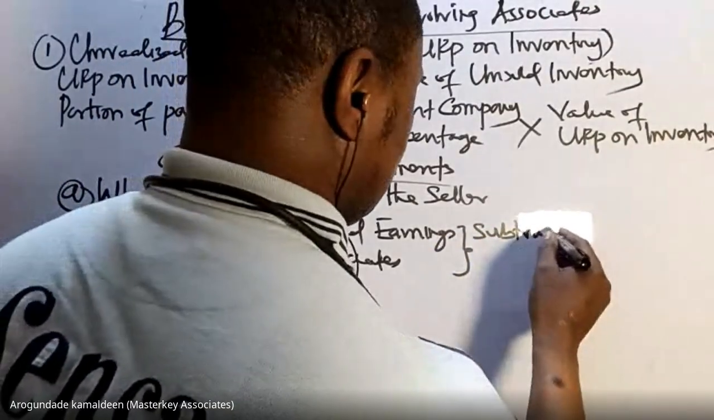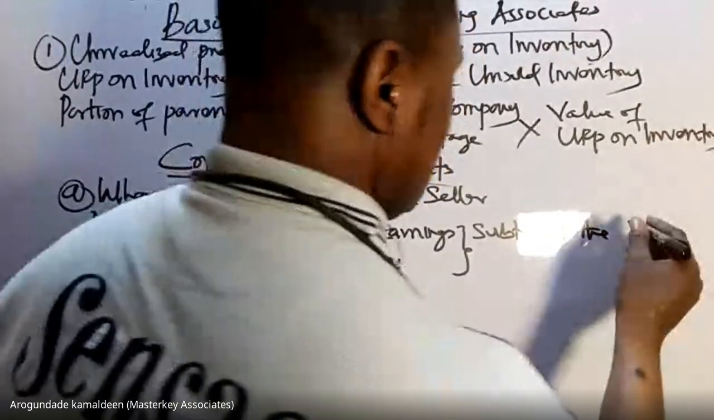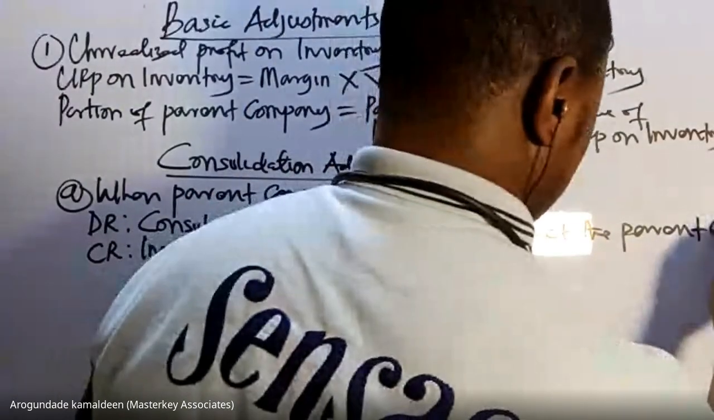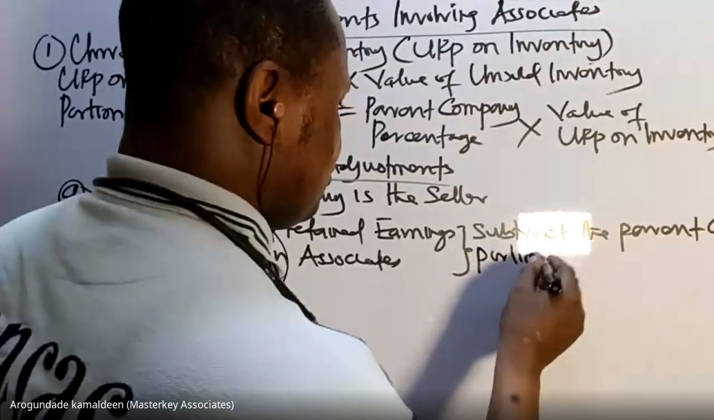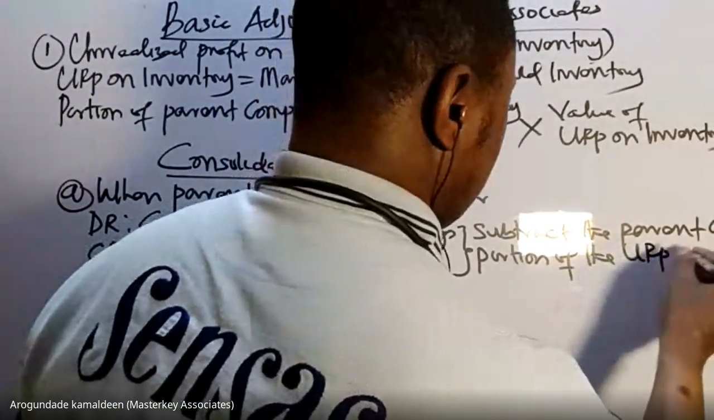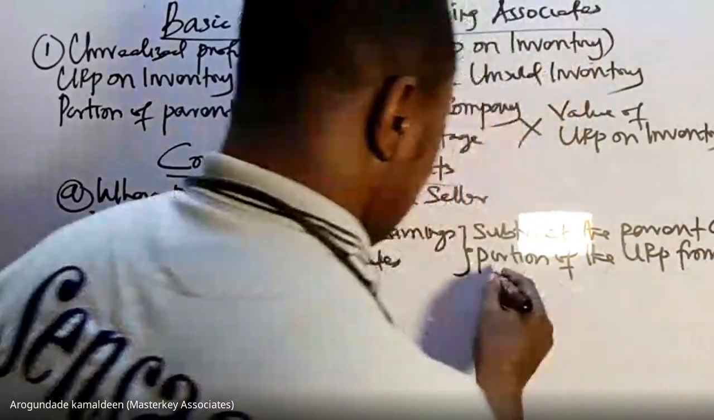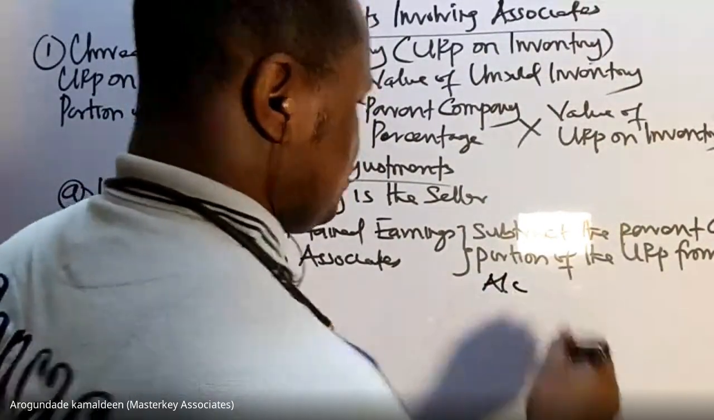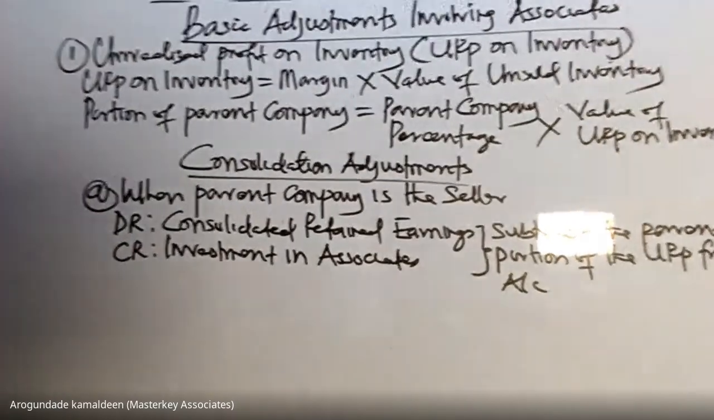Subtract the parent company portion of the URP from both accounts. So you will be told by the question, okay?